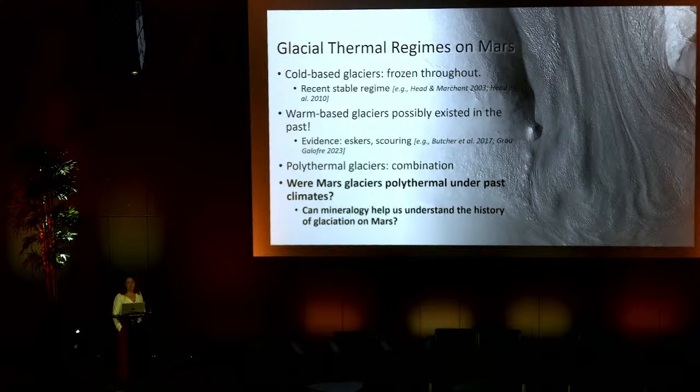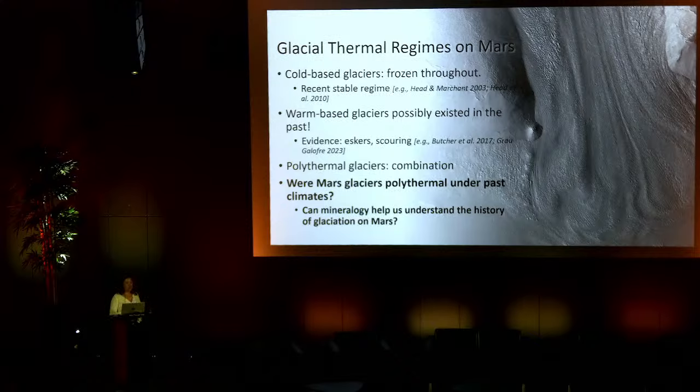Glaciers on Mars today are almost entirely cold-based glaciers. The surface temperatures wouldn't support a warm-based glacier right now, and we have been observing these things since the 70s and haven't seen any evidence for motion. You would all hear about it if we did. They indicate a recent stable regime. They're frozen to their beds. They're not doing a whole lot right this second.